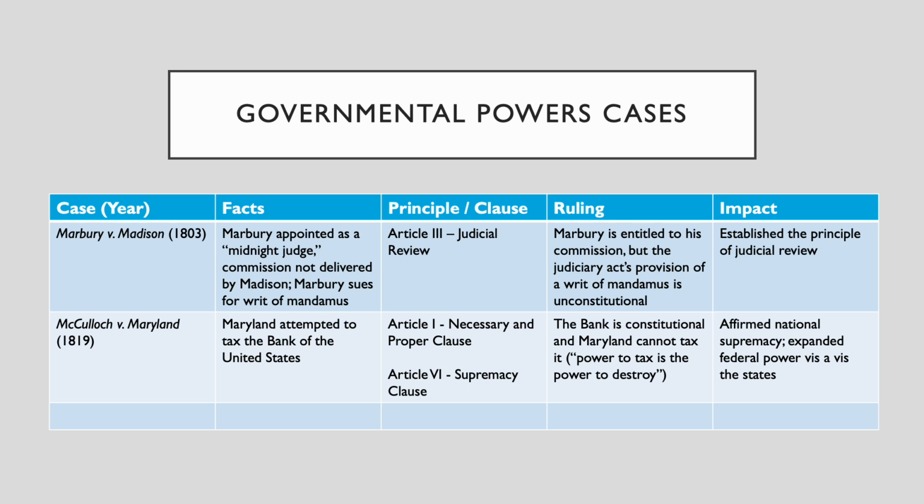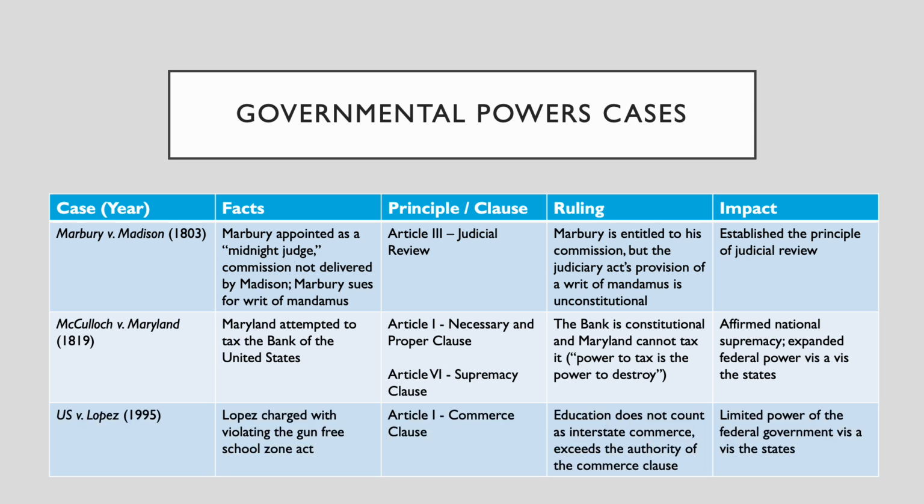is constitutional and that Maryland cannot tax it, based on the necessary and proper clause, saying that if the Constitution gives Congress the ability to print money, coin money, and collect taxes, then that's necessary and proper for it to establish a bank. And the supremacy clause: Maryland cannot tax the branch because the power to tax is the power to destroy, and that would make the states more powerful than the federal government. So it affirmed national supremacy and expanded federal power vis-a-vis the states.